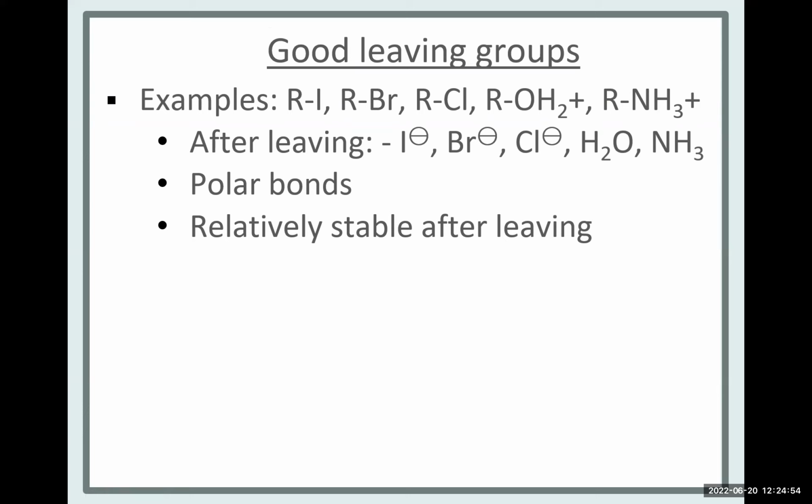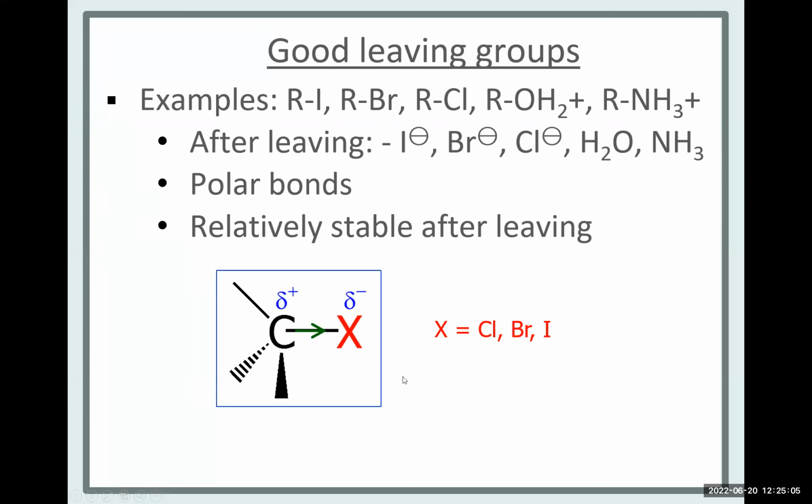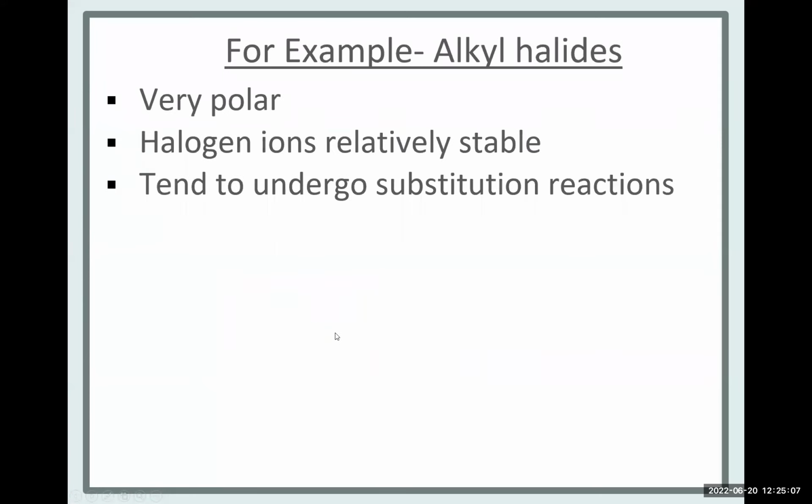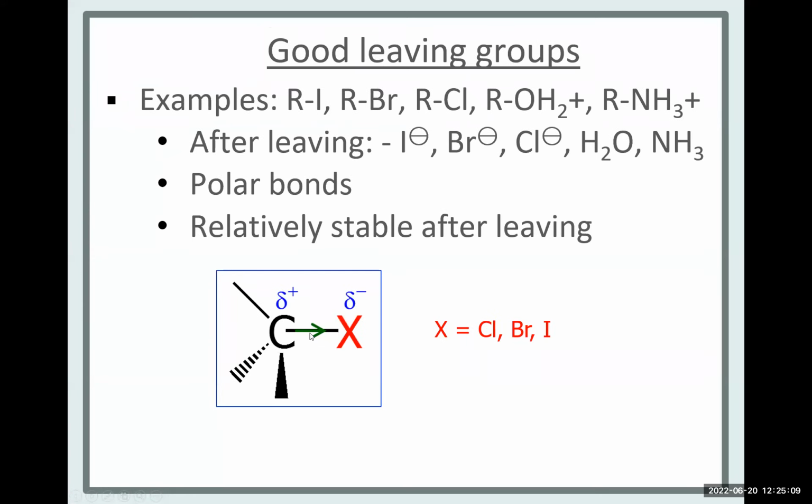So good leaving groups are usually pretty polarized, and then they also are pretty stable after they leave, and you can see that in all of these groups here. And this just kind of shows you as the leaving group leaves, you want to see that polarity, and that strong negative on the leaving group is part of what makes it comfortable departing.